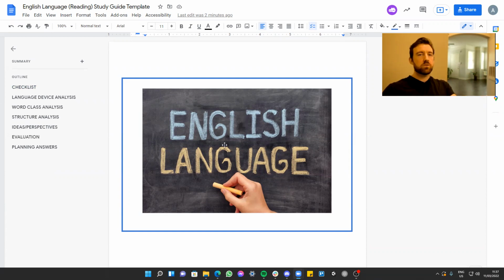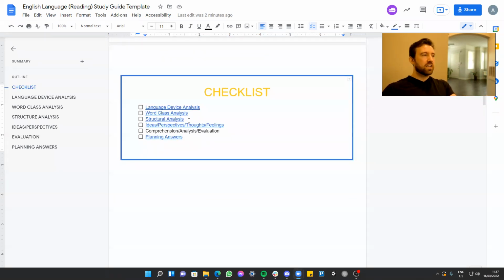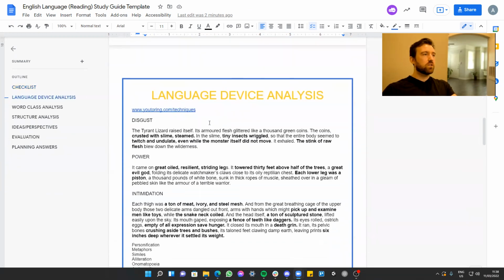Plus, we'll also do some comparison, of course. So over the next 10 weeks, we'll be looking at all of those things together. There's going to be a checklist. If you want to look at the study guide, you have access to that as well. But today we're just going to dive straight in and look at language device analysis.